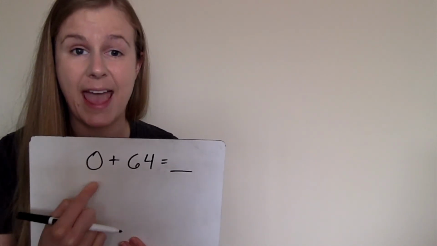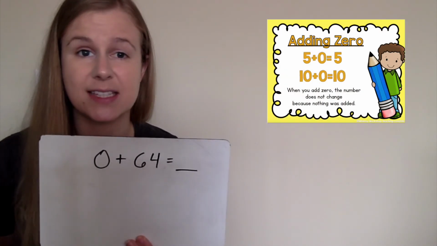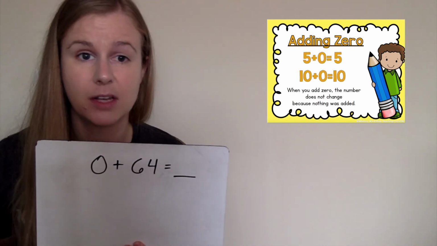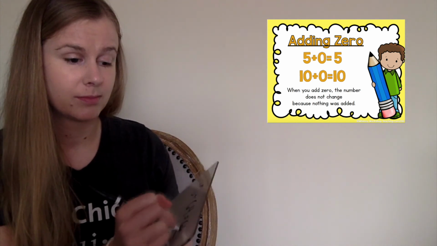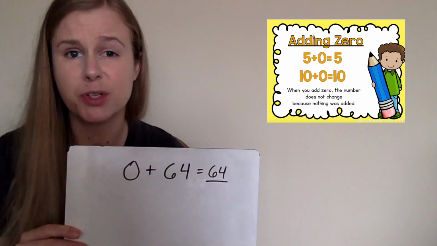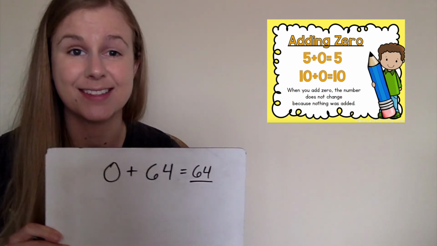0 plus 64 equals blank. I know whenever I add 0, the other number stays the same because nothing was added. So I'm just going to ignore that 0. 0 plus 64 equals 64. The number stayed the same. That's how we add 0.